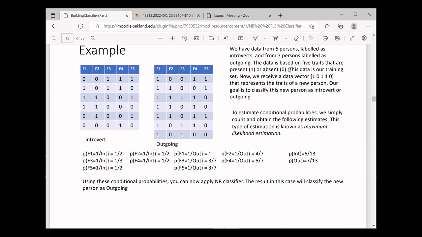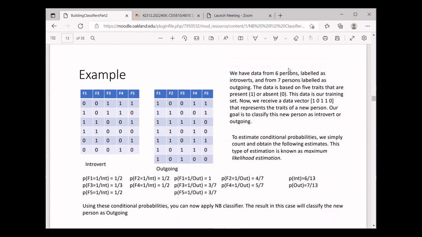So here is an example where you estimate these probabilities. Essentially, here we have data from 6 persons labeled as introverts and from 7 persons labeled as outgoing. The first table shows data from class 1, the class of introvert persons. The second table is the table of outgoing or extrovert persons, class 2. In one case we have 6 readings, and in the other we have 7.